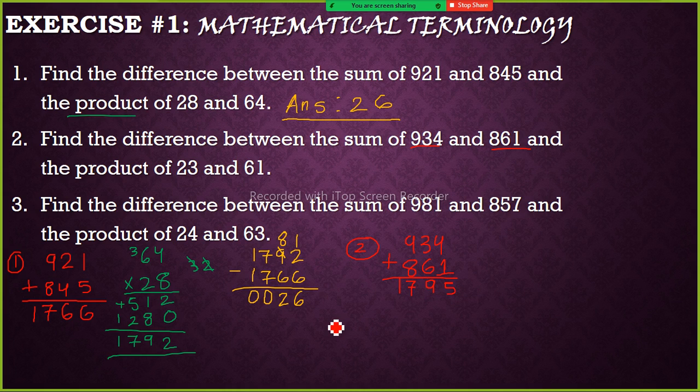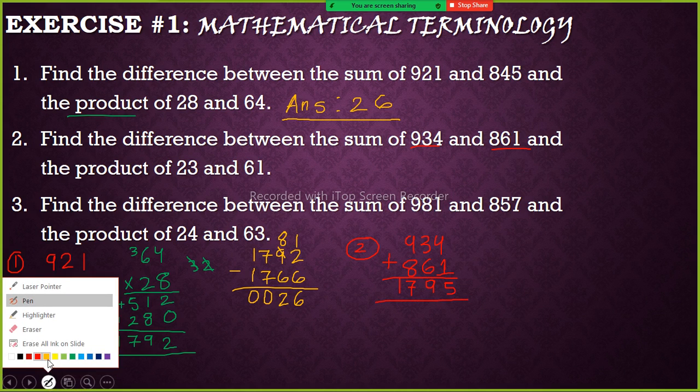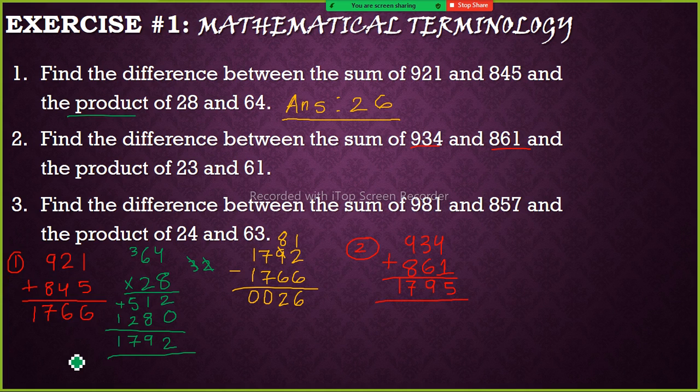All right. And then now we're gonna multiply. Which two numbers we're gonna multiply, Sierra? We're going to multiply 23 and 61, which gives us 1,403.